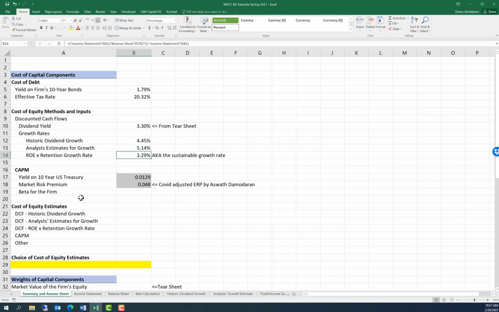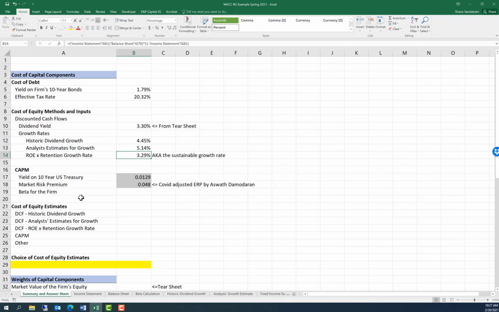If they have very high ROEs, and not in the distant past, Coca-Cola had very high ROEs because they were changing their capital structure. And it's still pretty high, but they pay out so much of their earnings as dividends that the ROE times retention growth rate is still fairly low. I'll show you how we account for very large differences between these estimates.